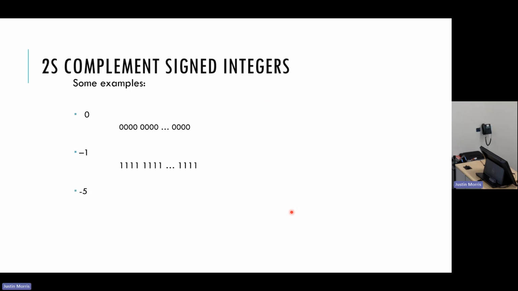Right. So -5. I want you guys that are new to this, especially, to do this one on your own. And the process again is just make 5 first, and then convert it to a negative number.